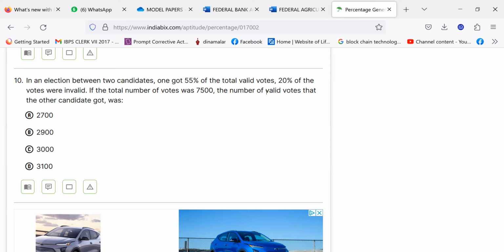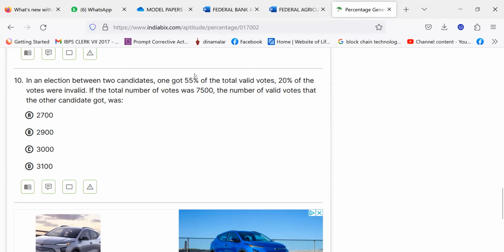So the answer is A, 2,700. How? Can you please explain? Sir, the other candidate will be getting 45% of the valid votes. The valid votes are around 6,000. Correct. That is the trick in this.